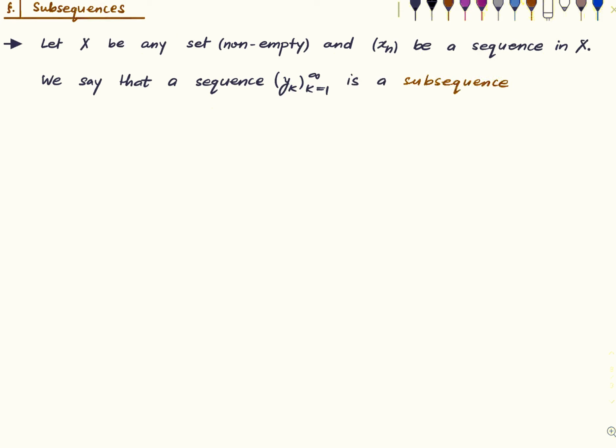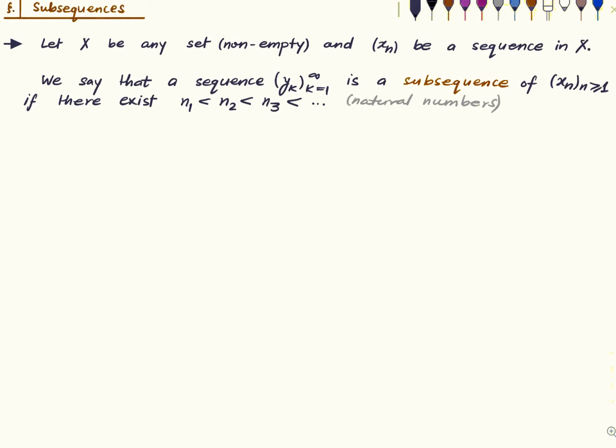of the given sequence if there exist natural numbers n1, n2, n3. So these are natural numbers, I should mention that, such that yk is x sub nk.